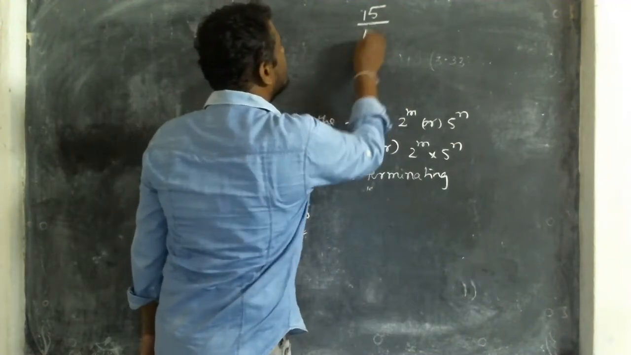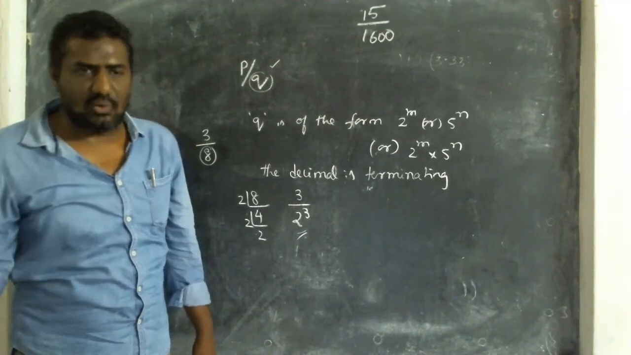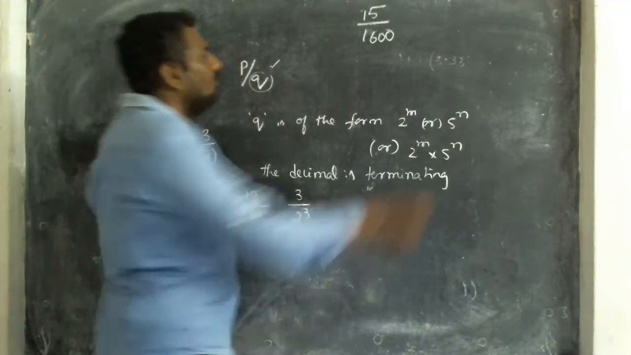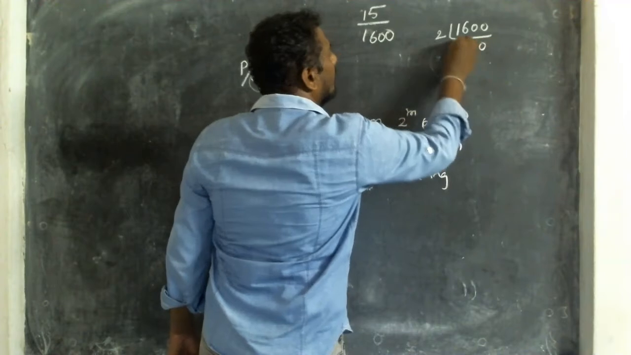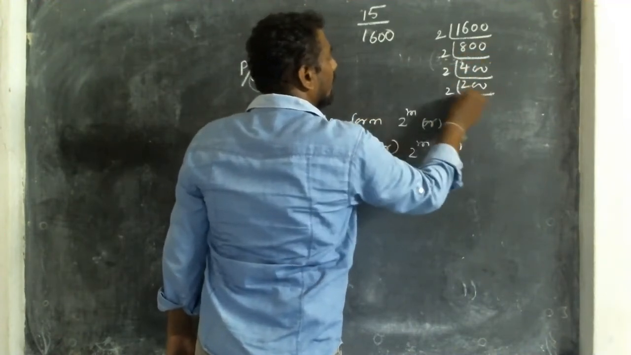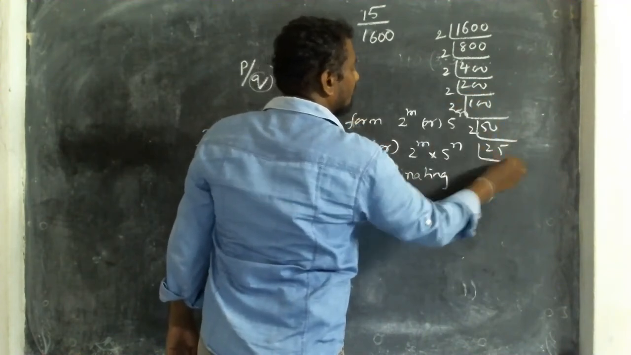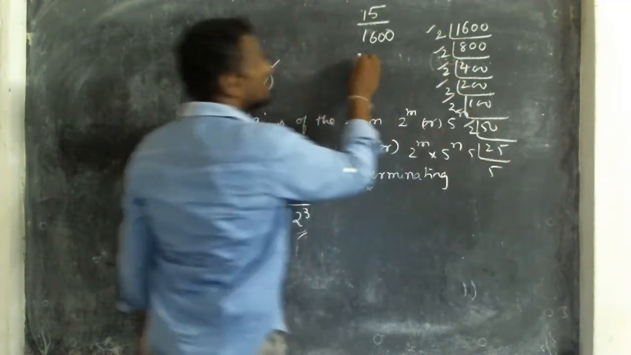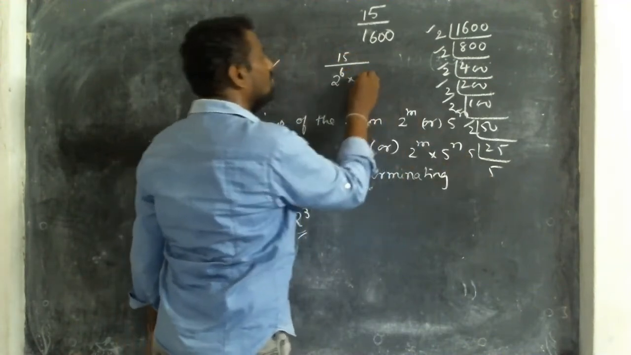15 by 1600 is a very, very big number. Without division, I want to say whether after the decimal the numbers are going to stop or not. Very simple. Let us take 1600 and do the prime factorization. 2 eights are 16, 2 fours, 2 twos, 2 fives. How many 2s are there? 1, 2, 3, 4, 5, 6. 6 are there. 15 by 2 power 6 into how many 5s are there? 2 are there, 5 square.